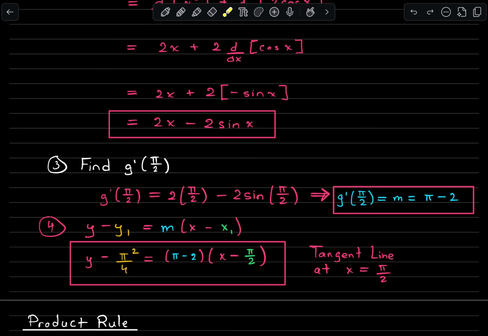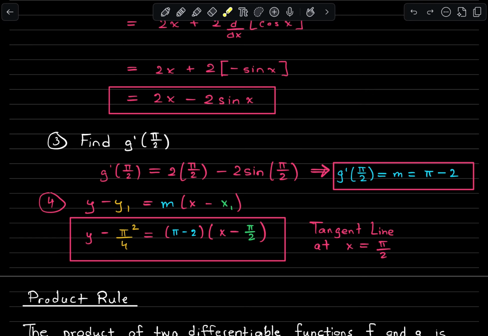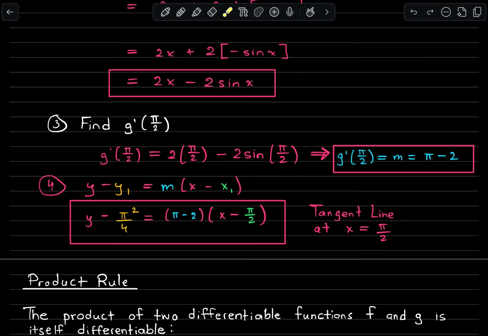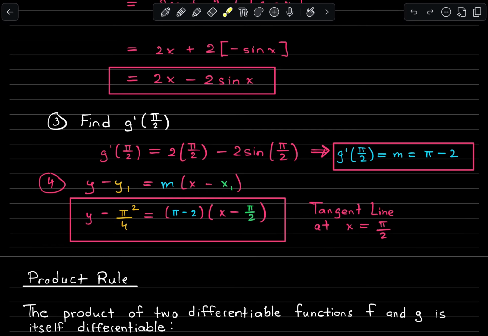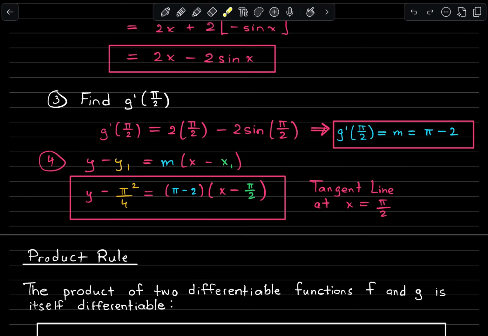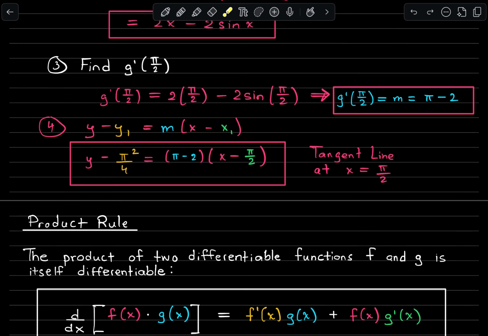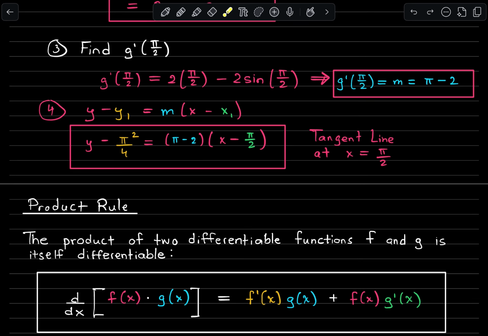Next, we're going to talk about one of the more important rules for derivation as well. So power rule is a really common one. Product rule is going to be very powerful and very useful as well. So this is when we're going to try to take the derivative of a product of two functions. And it turns out that the product of two differentiable functions, f and g, is itself differentiable. Okay, and it's going to be differentiable according to this law.